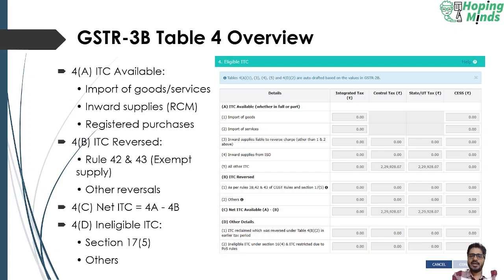Next is the ineligible ITC. So this table contains data related to input tax credits reclaimed which was reversed under table 4B2 in the earlier tax period. That is, due to the non-payment to the supplier within 180 days, if certain credits were reversed during the prior period and reclaimed during the current reporting period, then it will be declared in this column. And ineligible ITC under section 16(4) and ITC restricted due to place of supply rule. So any ineligible credits other than those falling under section 17(5) are to be reported under this column.